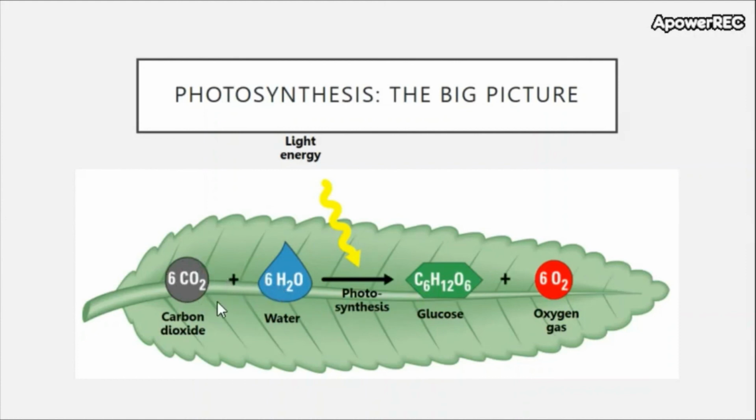Let's do our hydrogen next. There are no hydrogens in CO2. There are 2 in water, and there's 6 water molecules. So 6 times 2 is 12. If we look to the right side of the equation, we see there are no hydrogens in oxygen, and there are 12 hydrogens in glucose.